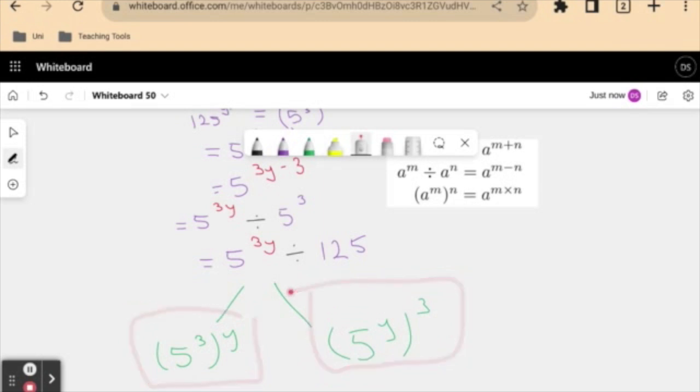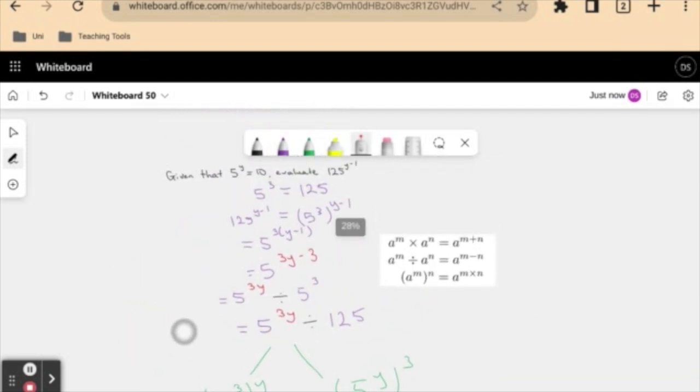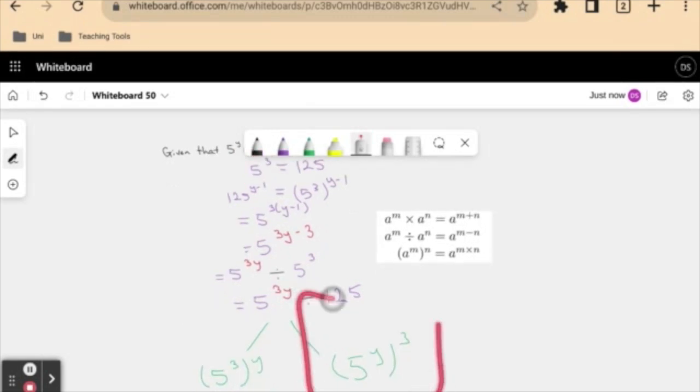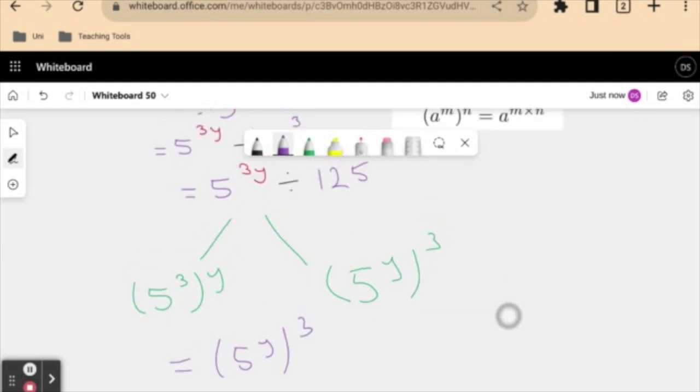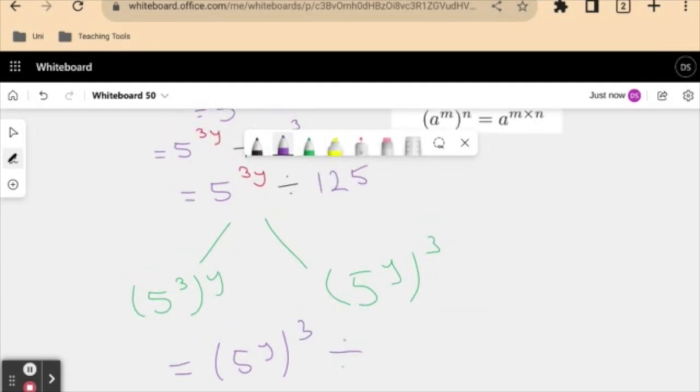We can break up this product of powers into 2 cases. Now, which one's going to help us here? Well, going back to our question, we have 5 to the power of y, and we're given that equals 10 here. So this bad boy over here will be very useful to us because, check this out, we can write this as 5 to the power of y cubed divided by 125.